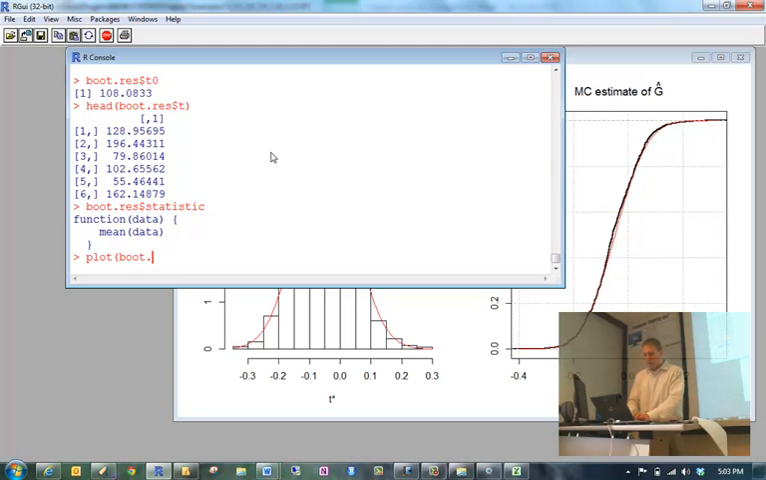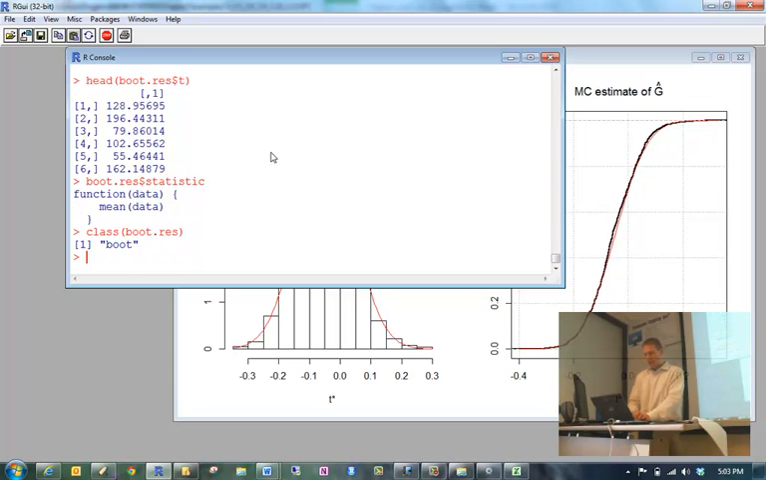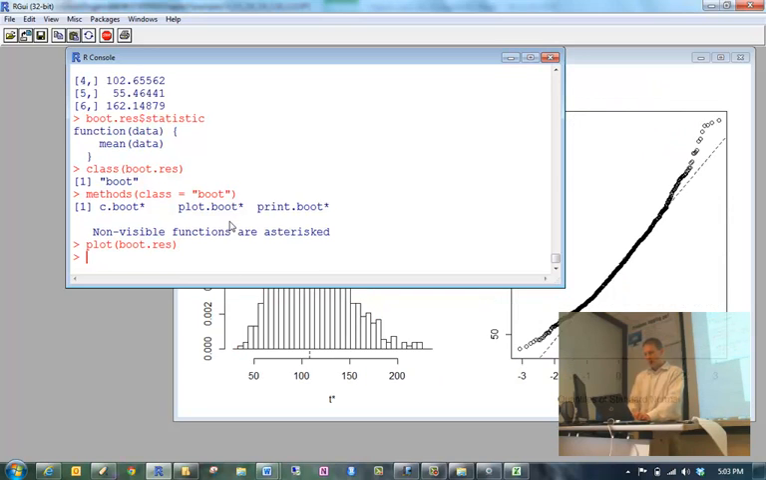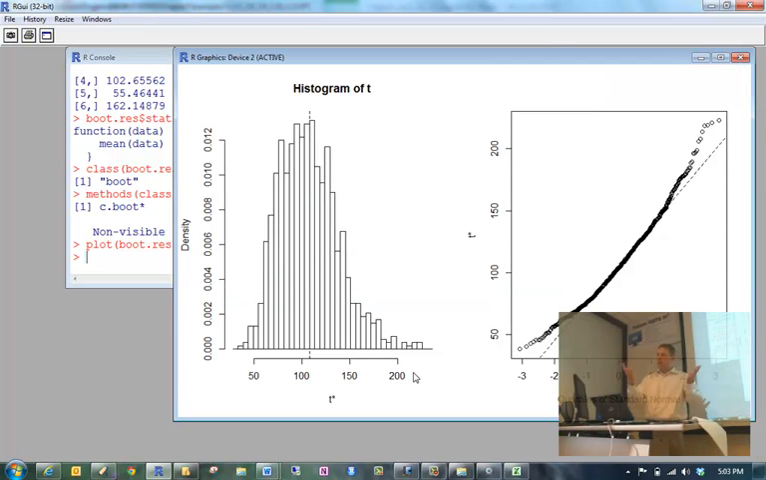I can also do plot of boot.res. Remember, plot is a generic function in R. Let me show you. If I do class of boot.res, guess what? It's a class of boot. So if I do methods for class equals boot, you will see, for example, there's a plot.boot. So if I say plot of boot.res, see what happens. We see the histogram, like what we've been doing before. The dashed line there is the observed value of t. You also always get, by default, a QQ plot.